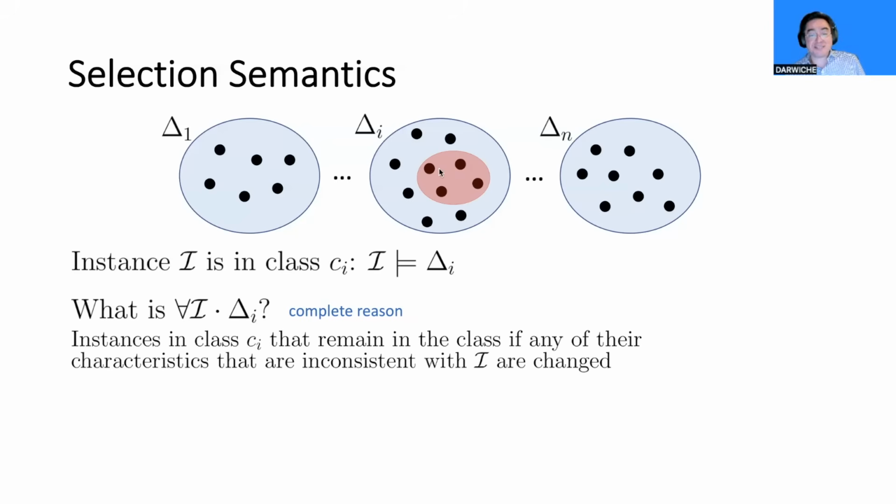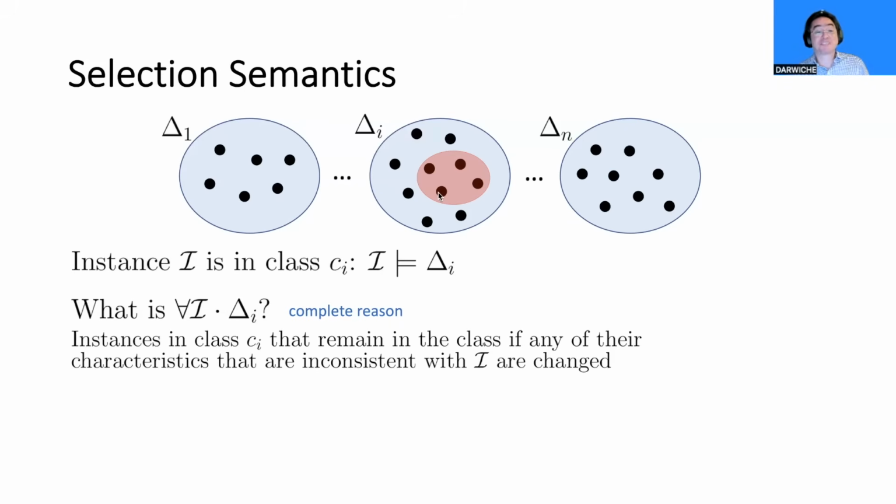These are the instances in the class that remain in the class if any of their characteristics that are inconsistent with I are changed. So that means, let's say this is I and this is I prime, and they disagree on some features. They disagree on some features. Let's call them X, Y, Z.